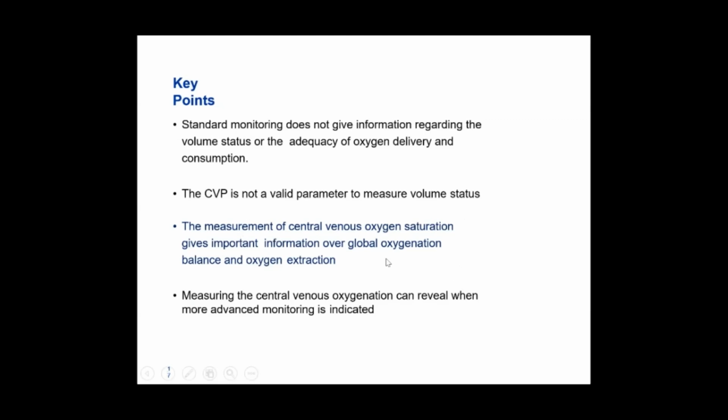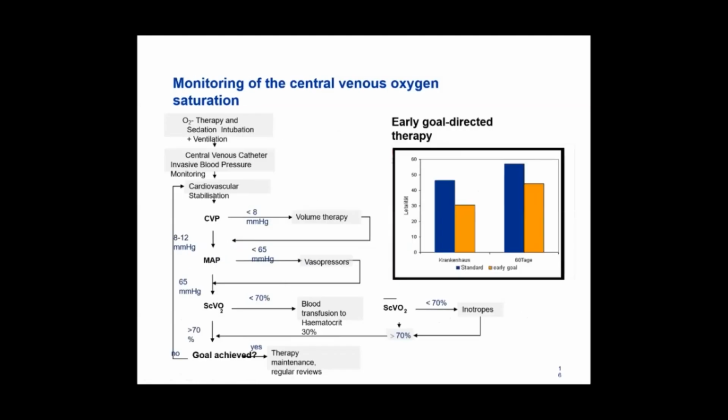So the measurement of central venous oxygen saturation gives important information on global oxygenation balance and oxygen extraction. We have discussed this part. Measuring the central venous oxygen can reveal when more advanced monitoring is indicated. So as we have seen here, we monitor the SVO2. If that is inadequate, we take steps. If still inadequate, then we can use fluid or inotropes judiciously by using the advanced monitoring.